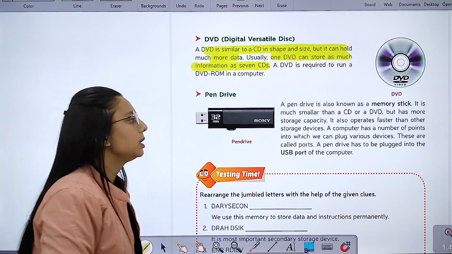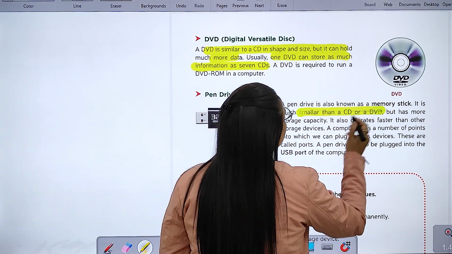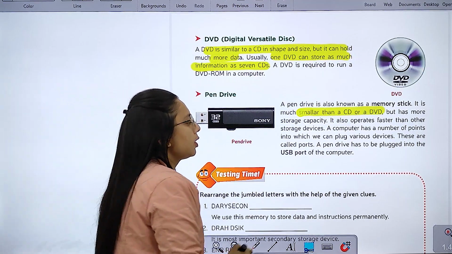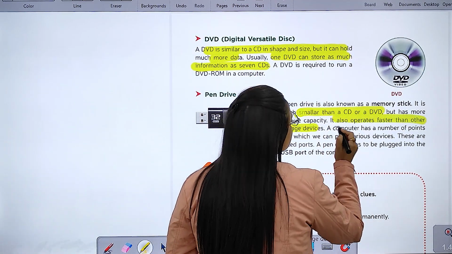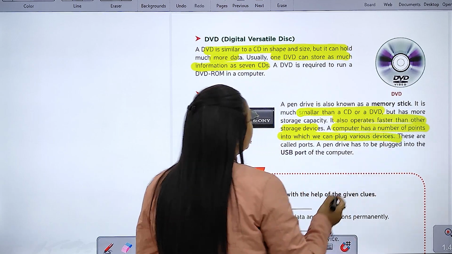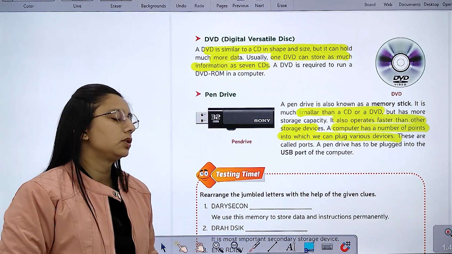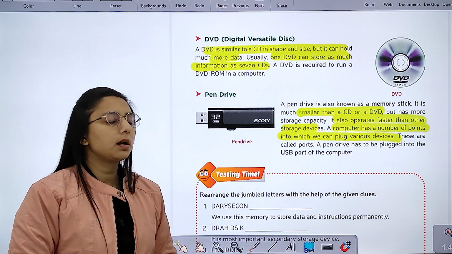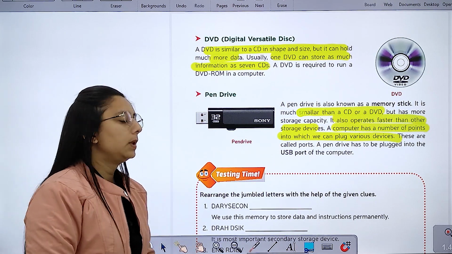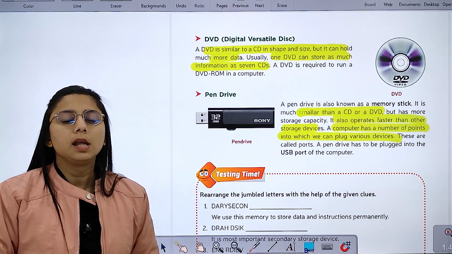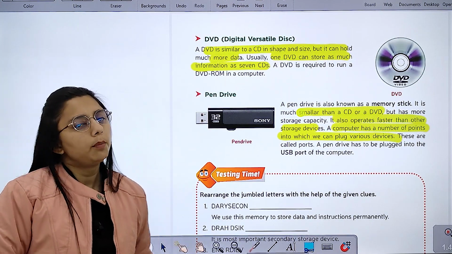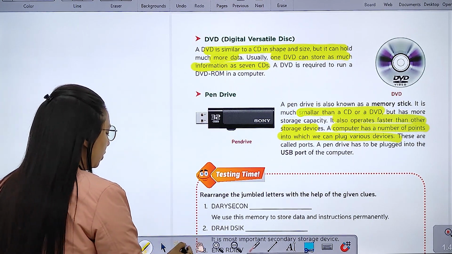Then we have the pen drive. It is a memory stick. It is very portable, much smaller than CD or DVD, and it has more capacity than that. It operates faster than other storage devices. A computer has a number of points into which we can plug various devices. These are called ports. A pen drive has to be plugged into the USB port of the computer. Like you know, we put the pen drive into the USB port.